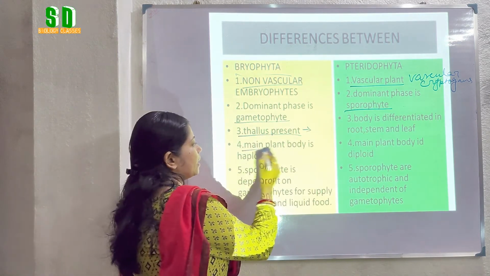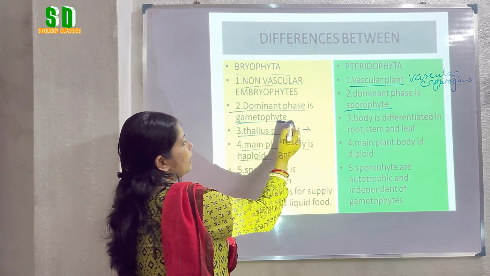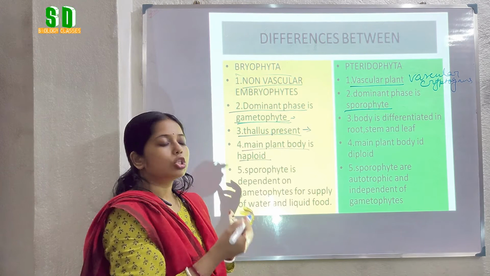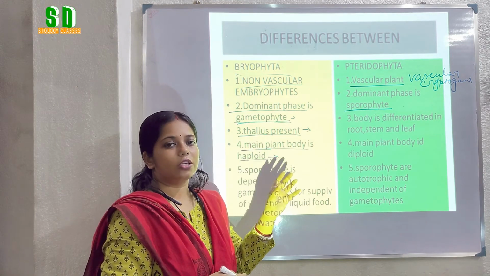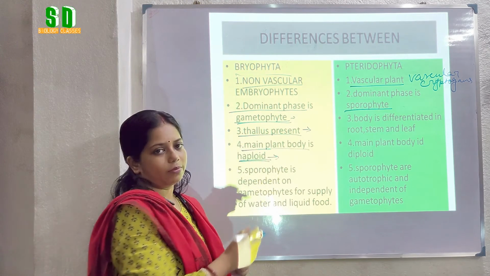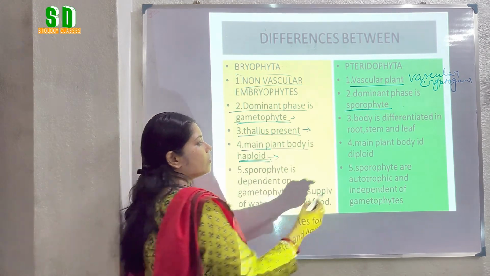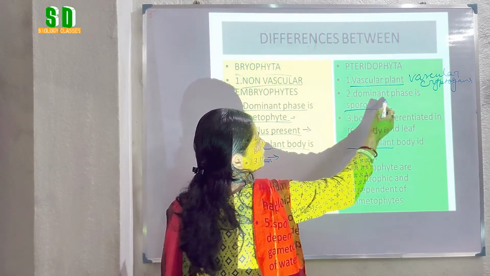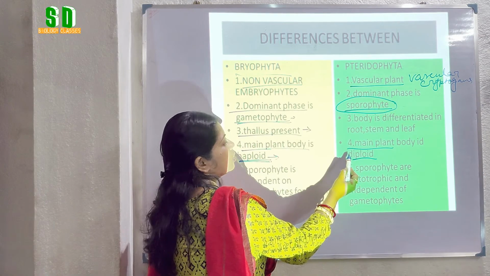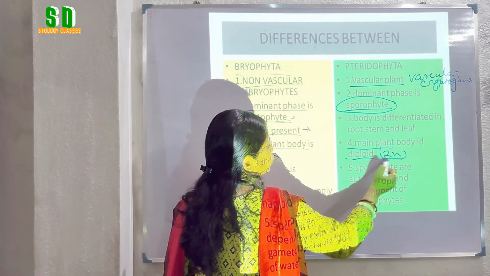In Bryophyta, the main plant body is haploid, as the dominating phase is the gametophytic phase. So each and every cell of the gametophytic plant body in Bryophyta has n number of chromosomes. That's why it is called the haploid plant body. Whereas in Pteridophyta, as the main plant body is the sporophytic plant body, each and every cell of the plant body bears 2n number of chromosomes.